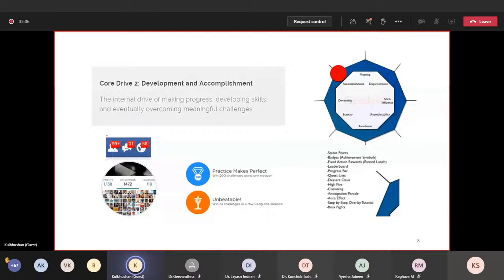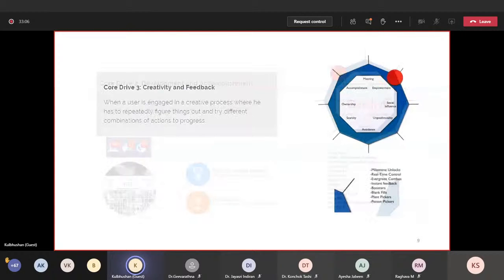Moving on to core drive 3, creativity and feedback. It consists of those game mechanics which appeal to the creative side of the users. When a user is engaged in a creative process where they have to repeatedly figure things out or try different combinations or actions to progress. For example, I'll explain. There is the plant picker. You can see one of the game mechanics listed is plant picker, in the game called Plants vs. Zombies. In that game, the player can choose different kinds of plants to stop a herd of zombies.